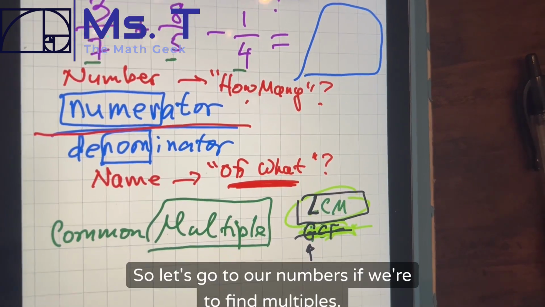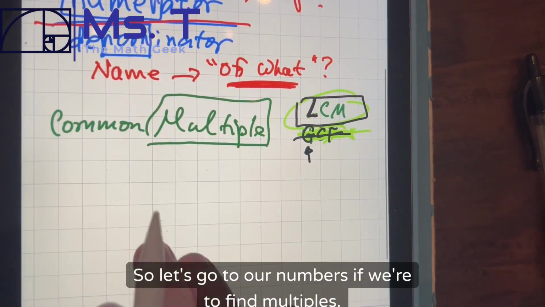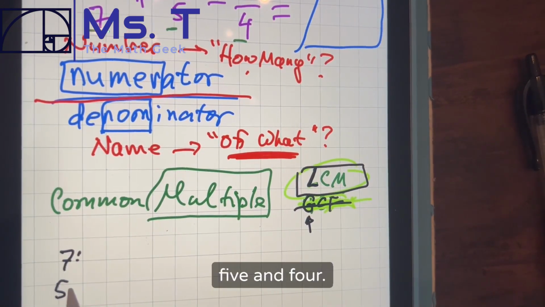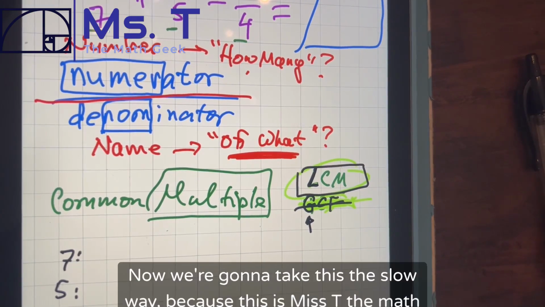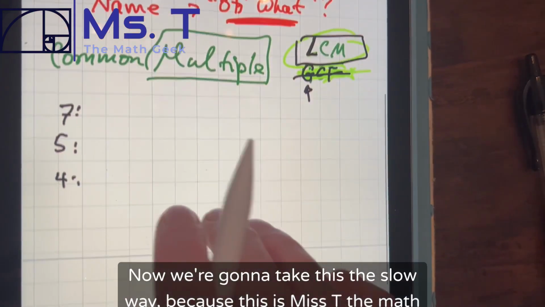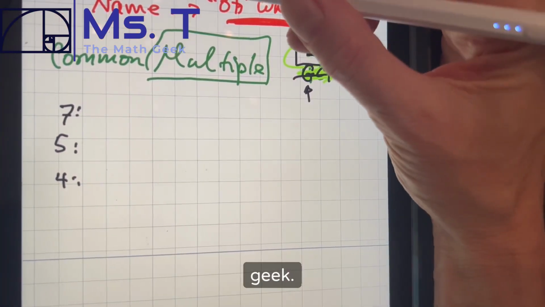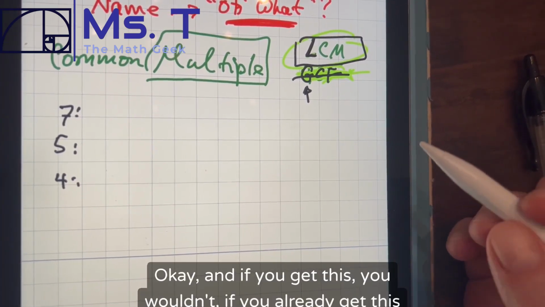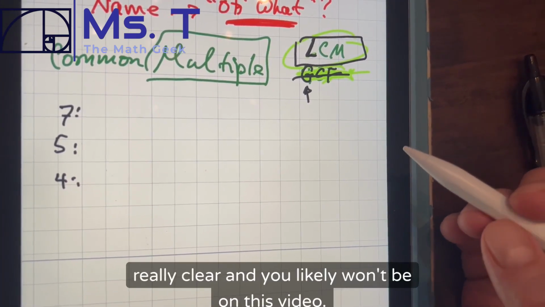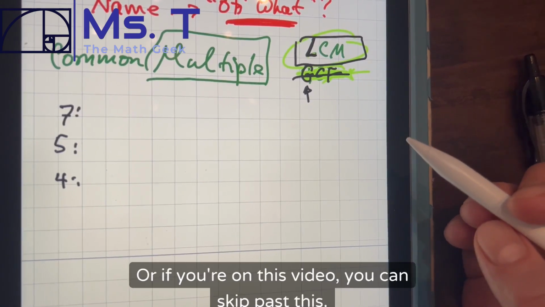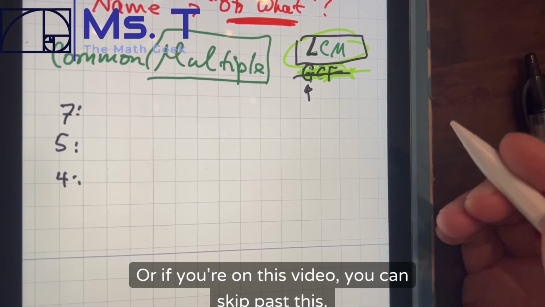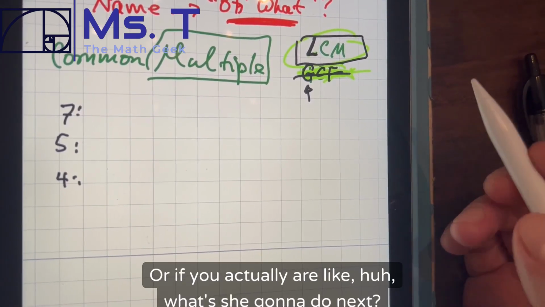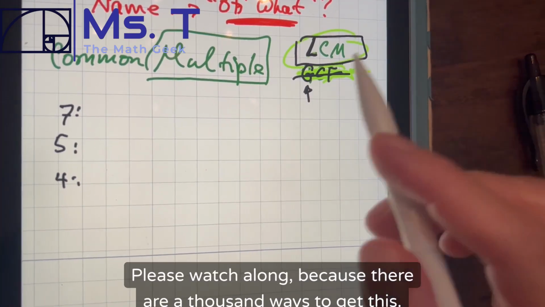So let's go to our numbers if we're going to find multiples. We have 7, 5, and 4. Now we're going to take this the slow way because this is Miss T, the math geek. This is Miss Thompson. If you already get this really free and clear, you likely won't be on this video, or if you're on this video, you can skip past this. Or if you're wondering what she's going to do next, please watch along because there are 1,000 ways to get this.